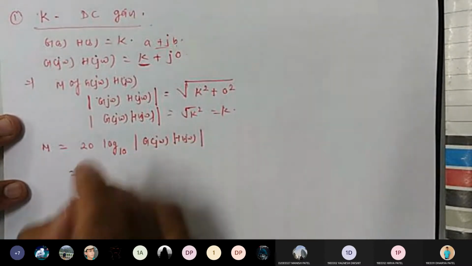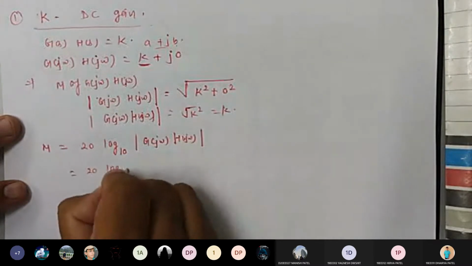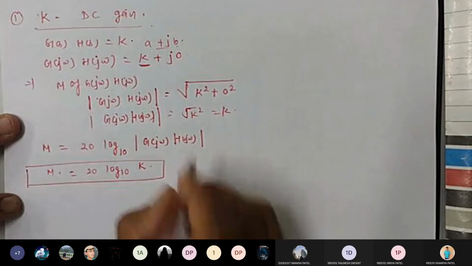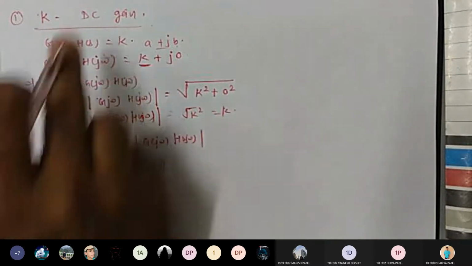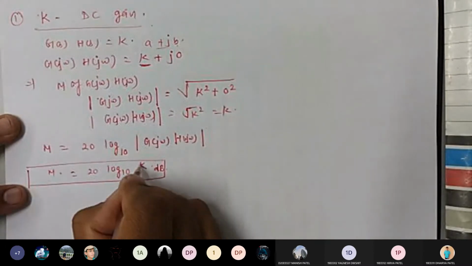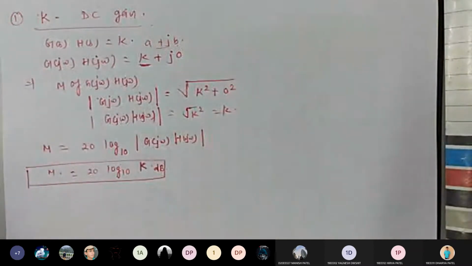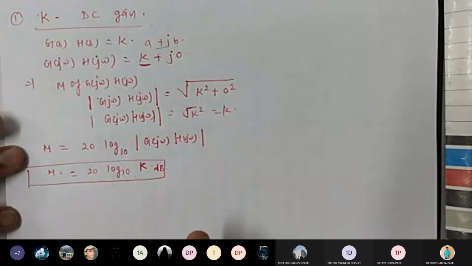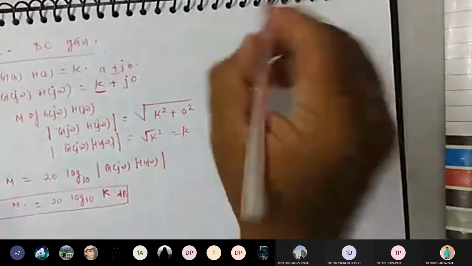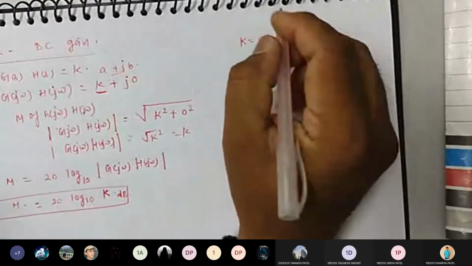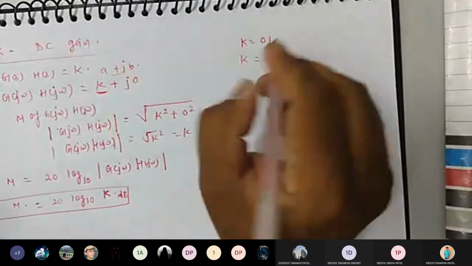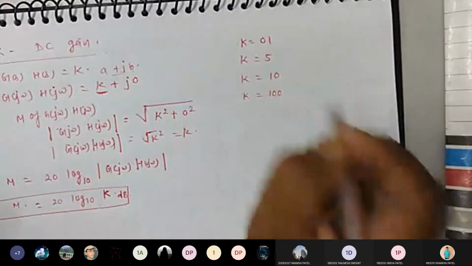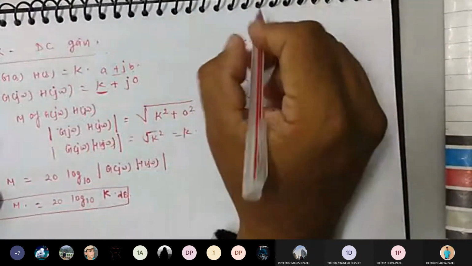What is the answer of this? The magnitude contribution given by the K factor is 20 log 10 K. It will change according to the value of K. So I am taking different values of K. Suppose K is equal to 1, K is equal to 5, K is equal to 10, K is equal to 100, and K is equal to 0.5.